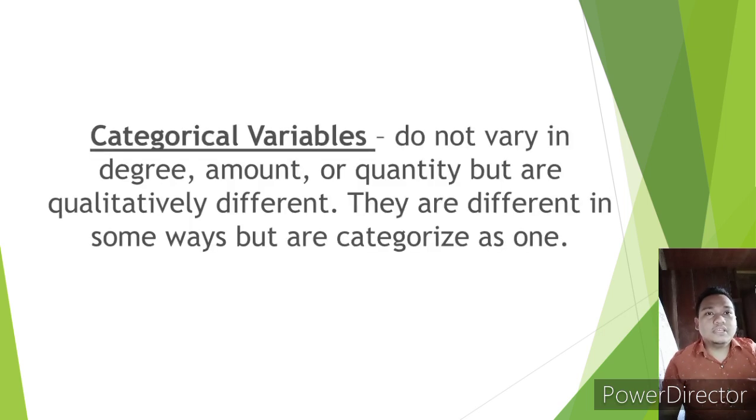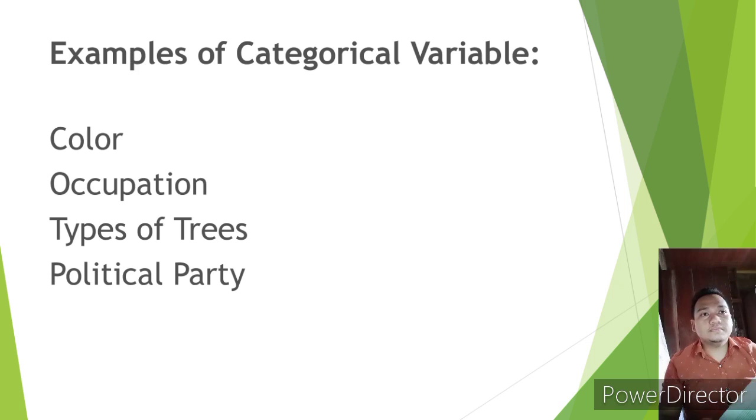Okay. So next is categorical variables. Categorical variables do not vary in degree, amount, or quantity, but are qualitatively different. So they are different in some ways, but are categorized as one. Examples of categorical variables is color. We know that the color is blue, green, red, yellow, but we cannot assign numbers to it. So when we say color, the options are red, blue, green, and orange. You cannot assign whether it's five green, four orange.